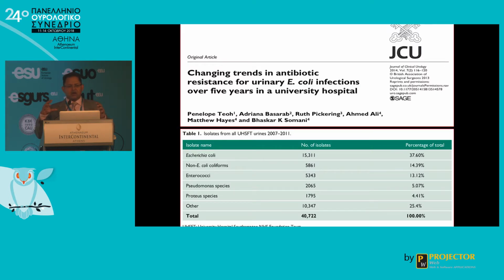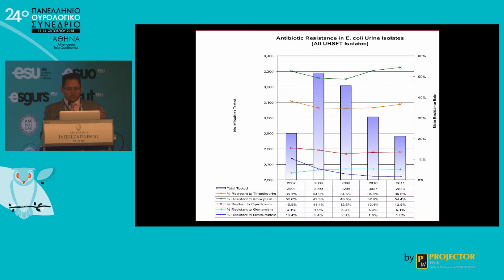Your trends of antibiotics are based on your own outcomes and results locally. So we looked at our antibiotic resistance patterns for 5 years just for E. coli, and this is what we found. So the blue line at the very bottom is nitrofurantoin.